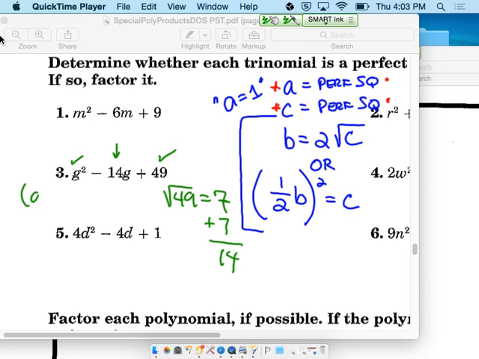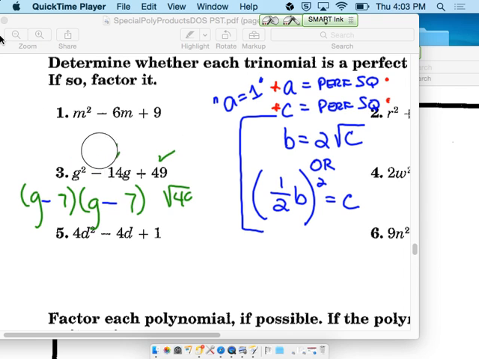And yes, it is. So I open up my binomials. I have g times g and 7 times 7, and the operation is negative 14. So that tells me that the operation inside each binomial factor would be subtraction. Okay, let's look at another one.